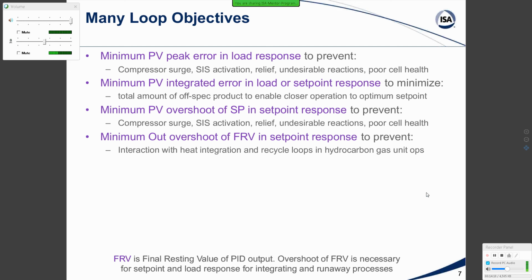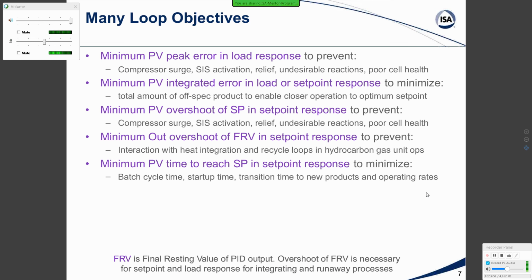Also, if you're at balance at 100 GPM in and out on a level loop, and you get a disturbance, another flow coming into the tank starts to increase, then you need to deal with that. And I think in this case, if you're manipulating a flow going out of the tank, you have to deal with that change by overshooting, typically, the final resting value.